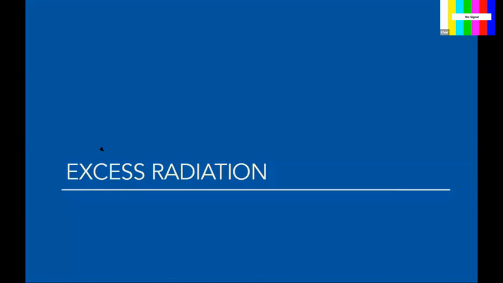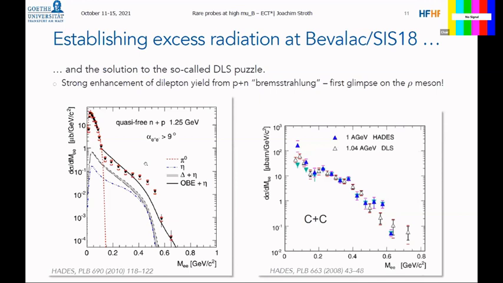So, a little historical excursion: establishing excess radiation at Bevalac. This is a bit how it started, at least from the point of view of the low energies. We started with HADES. We did reference measurements for exactly that reason, that we wanted to understand the contribution from the initial state. And there came a surprise, because it turns out that neutron-proton interactions look much different from proton-proton interactions. That was not really clear. Of course, there is a dipole moment in neutron-proton, which you don't have in proton-proton, where there's only a quadrupole moment. So that makes some more radiation.